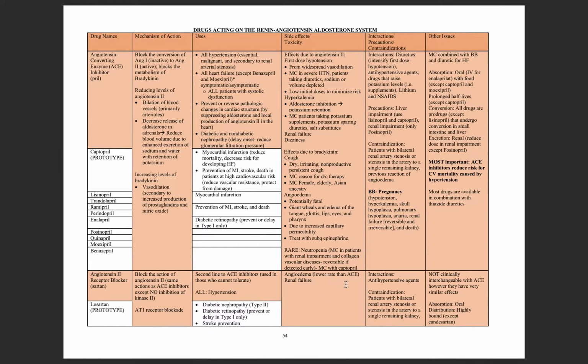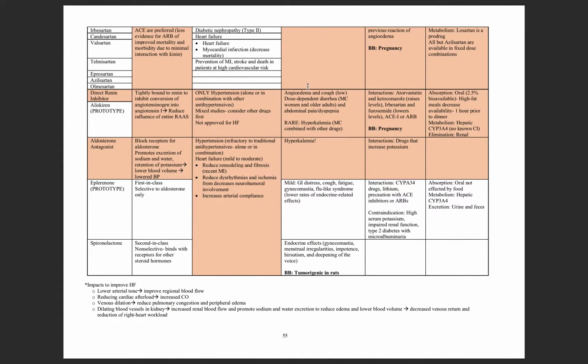The side effects are minimal, including that angioedema, but it's a much lower rate because of the bradykinin being intact, and same interactions and contraindications, including pregnancy. The important PK/PD to remember here is that losartan is the only prodrug, meaning that it must be converted in the body to an active form.